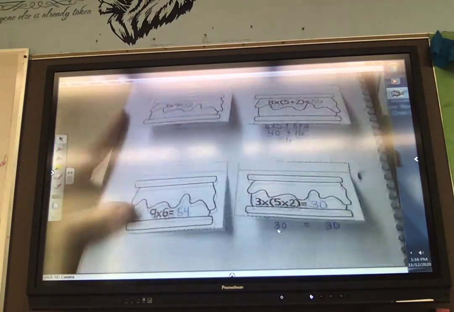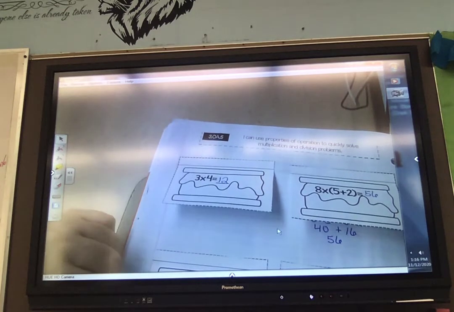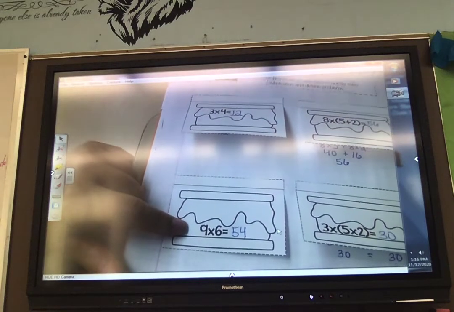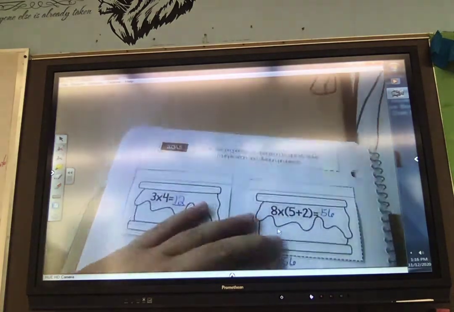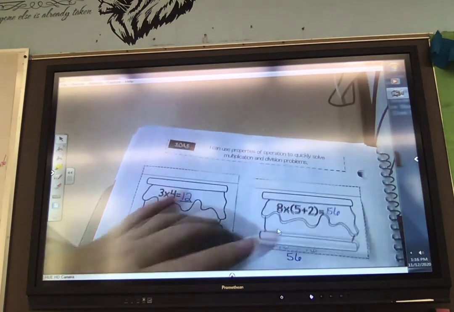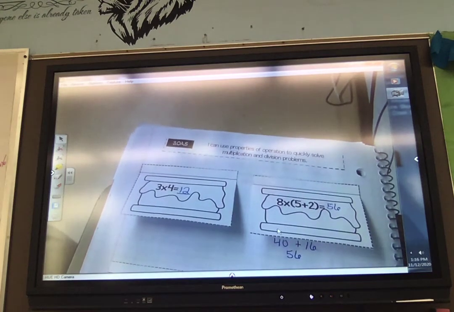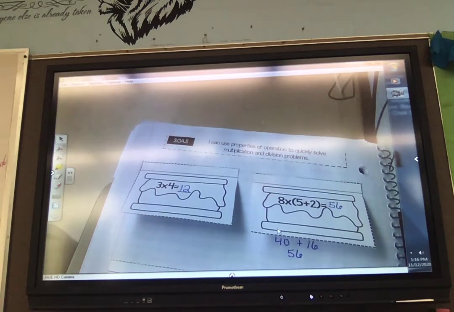So once again, commutative, we change the order. Commutative, down here we change the order. Associative, we changed our groups. And our newest one, distributive, we distribute the 8 to everybody on the inside of those parentheses. 8 went to the 5 and 8 times went to the 2.